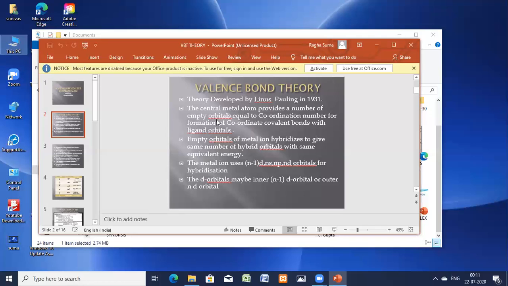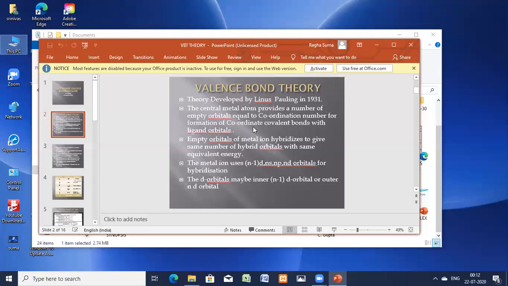So the metal will have the empty orbital, and the ligand will give the 2 electrons. In the previous session, I explained that this is denoted by an arrow mark, from ligand to metal. The ligand is the donor and the metal is the acceptor. So the metal atom acts as a Lewis acid and the ligand acts as a Lewis base. The central metal atom provides empty orbitals, and the number of empty orbitals is equal to the number of ligands. This is the first point.